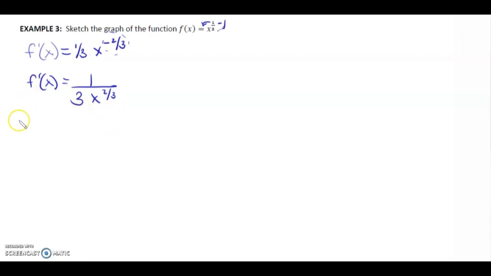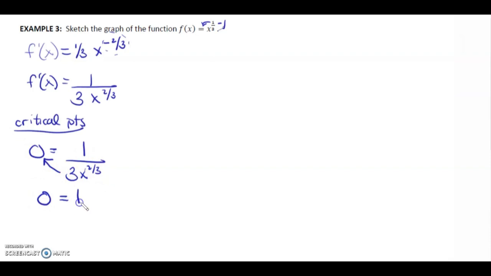Okay, so what we're going to do first is find the critical points. We're going to equate the derivative to 0. So 0 equals 1 over 3x to the 2/3. So when does 0 equal 1 over 3x to the 2/3? Well, if we cross multiplied this denominator up, we're going to get 0 equals 1. Well, we know that 0 cannot equal 1, and therefore there's no critical number, there's no critical points.